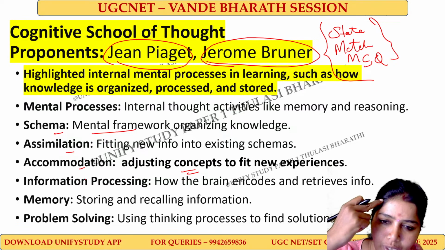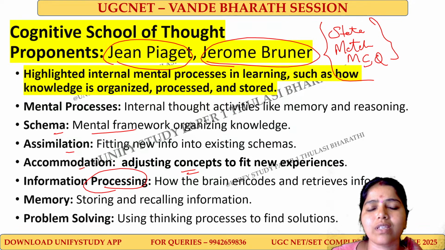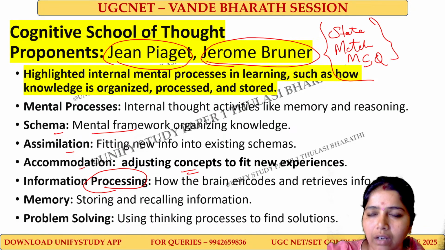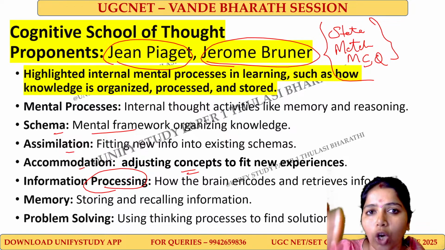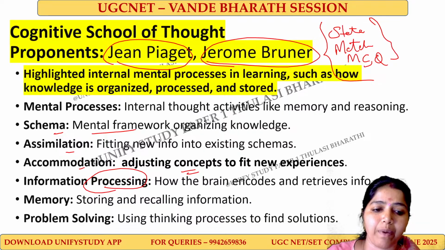Next, information processing. How my mind processes some information. For this information processing, you have to remember the different memories, which we will be looking into in the upcoming slides. The short-term memory, long-term memory, how it is being processed, how the information is processed from our memory. So all these things come under this term.